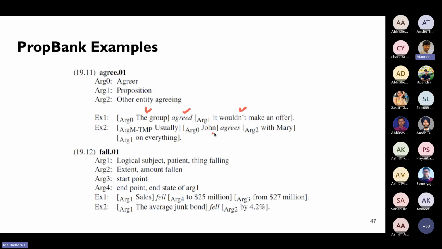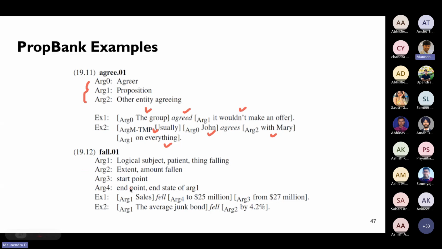Then if you say, usually John agrees with Mary on everything. Who agrees? That is the proto agent, the main subject. And agrees with whom? That becomes the other entity which is agreeing. And what is the object of agreement? On everything. And when does it happen? Usually. So there is some temporal. In PropBank, you have many such examples, and you also have labelings saying which segment has what label and why that label is given.